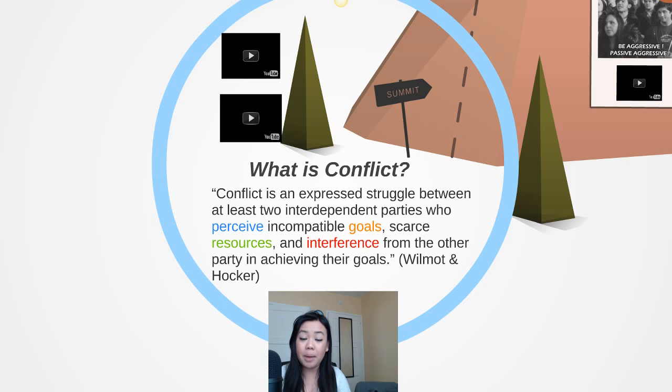The next one is incompatible goals, meaning that your goals just don't mesh well. What you want is not what the other person wants. Scarce resources, this can refer to material resources like your money, car, home, whatever the case may be.